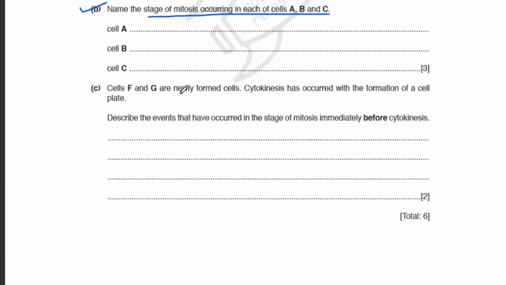Okay. Now, if we move on, cells F and G are newly formed cells. Cytokinesis has occurred with the formation of a cell plate. Describe the events that have occurred in the stage of mitosis immediately before cytokinesis. So, what are you expected to write before cytokinesis?